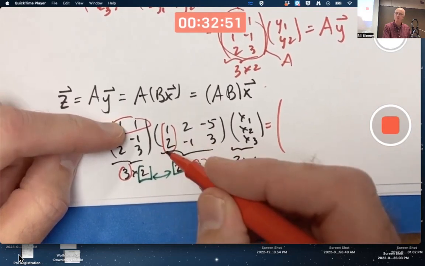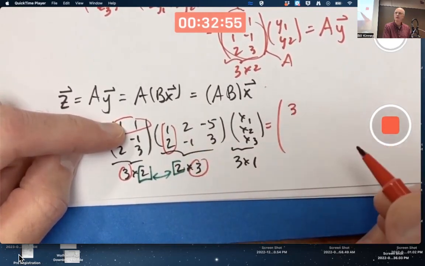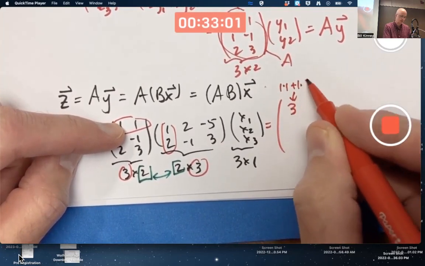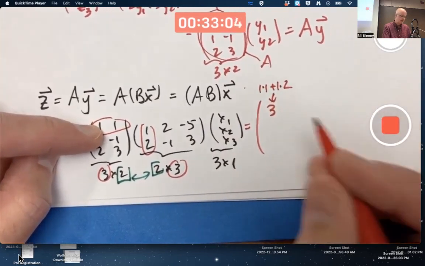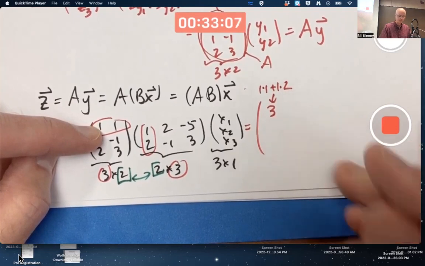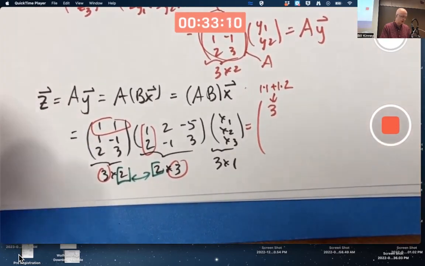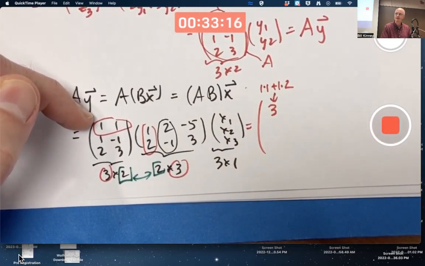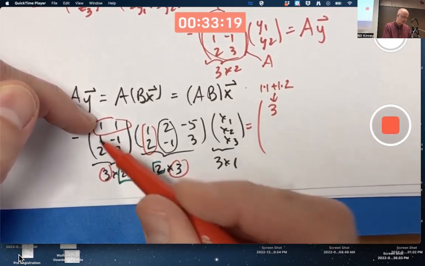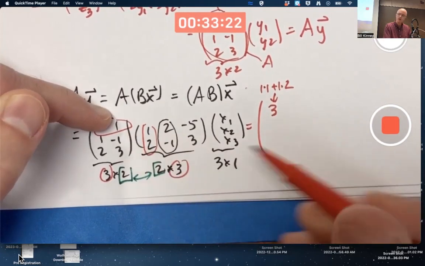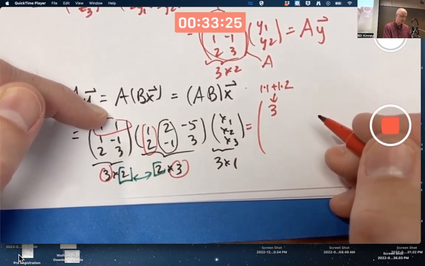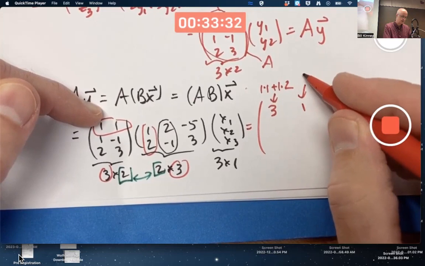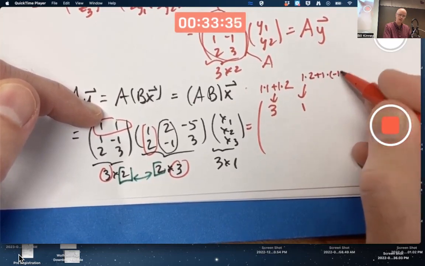1 times 1 plus 1 times 2 is 3. Right? 1 plus 2. The entry in the first row, second column, is the dot product of this row vector of the matrix on the left with the second column of the matrix on the right. So that's 1 times 2 plus 1 times -1. 2 minus 1 is 1. 1 times 2 plus 1 times -1 is what that comes from.